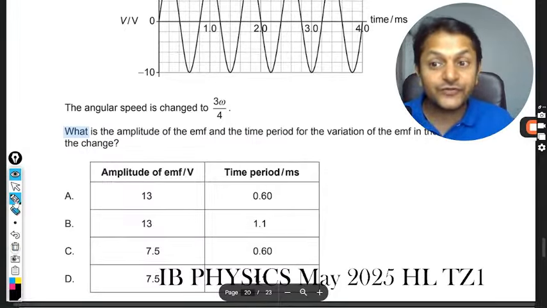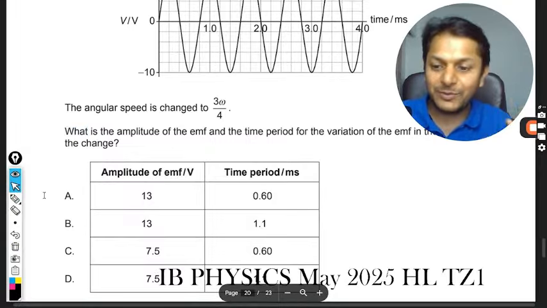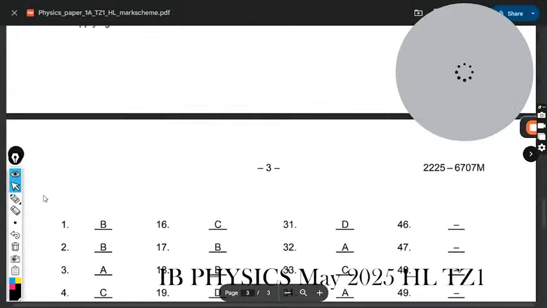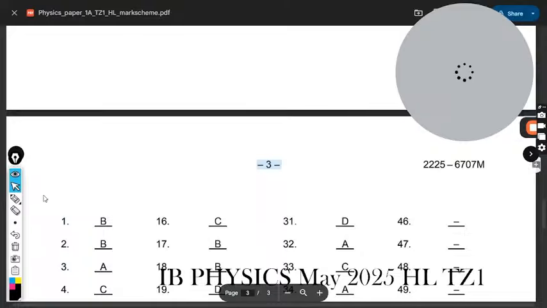Okay, let us first verify the answer. And this is question number 31. And yes, the answer is D.